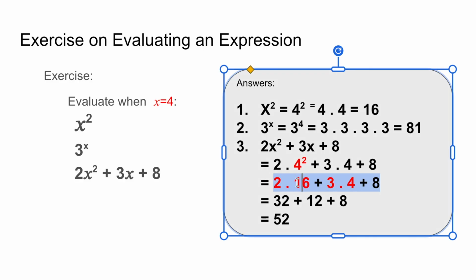There is a multiplication here. There is a multiplication here. So first we have to do left to right. 2 times 16 is 32. 3 times 4 is 12. 8 stays the same.